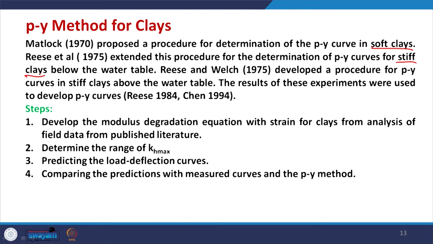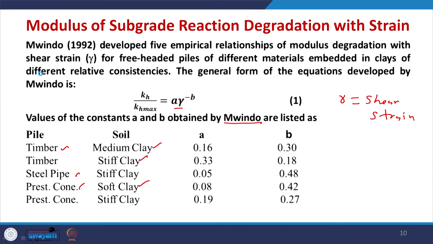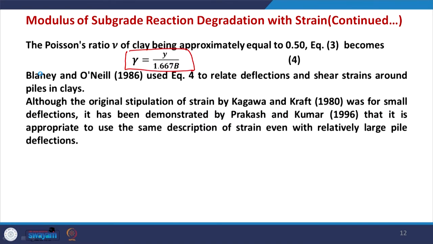So, what are the steps to develop these PY curves? We are going to discuss. The first step is to develop the modulus degradation equation with strain for clays from analysis of field data from published literature. Whatever the literature has given, you can develop the modulus degradation equation from it. For example, this similar equation, equation number 1, is nothing but the modulus degradation equation. So, this is the first step.